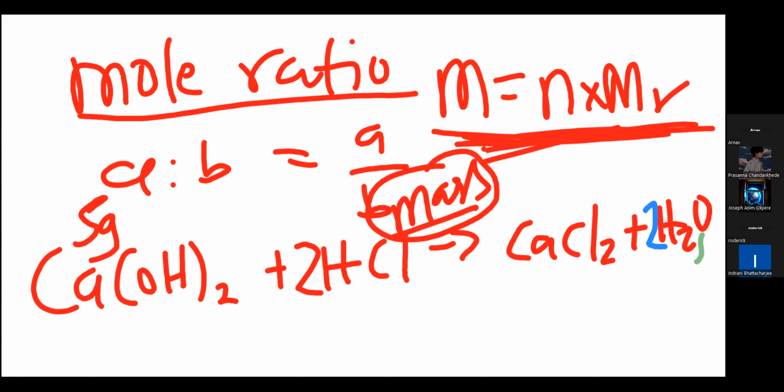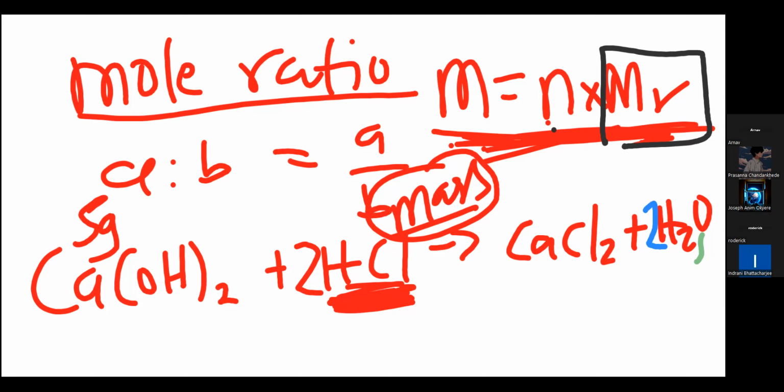So imagine that I'm asked to find the mass of HCl. Then I write the formula. Mass is equal to number of moles times molar mass. Since it is HCl, the formula has been given to you. I can find the molar mass. If I can find the molar mass, then I need the number of moles. But you don't have enough information. The moment you say this to yourself, I don't have enough information to find the number of moles, then you should be thinking of mole ratio.